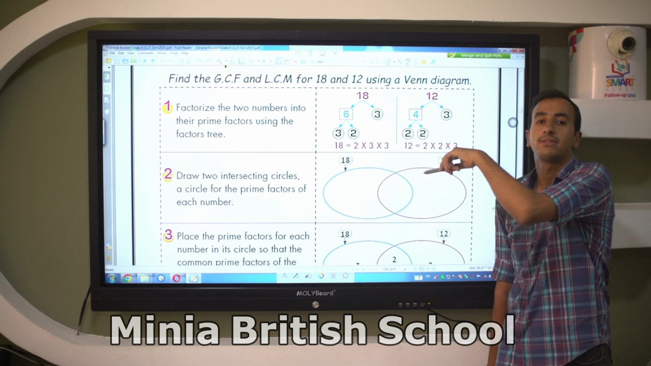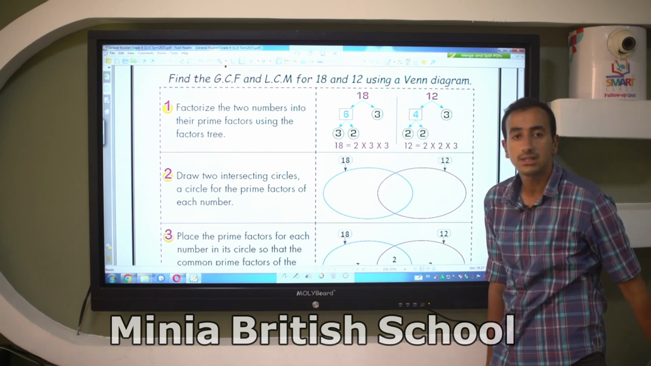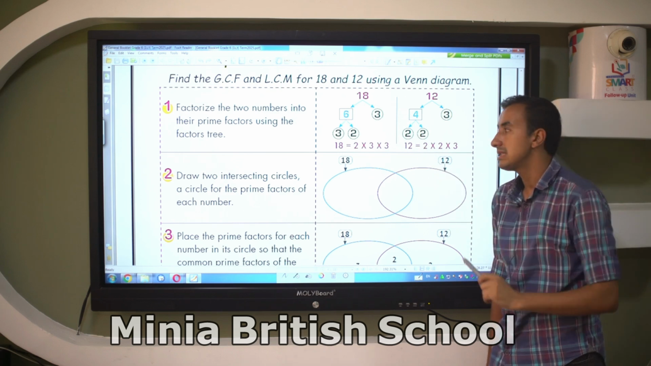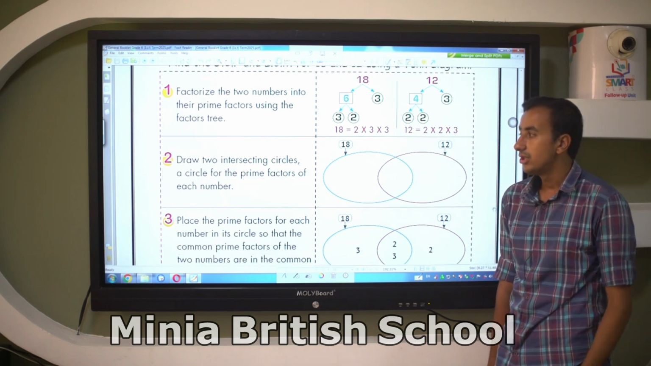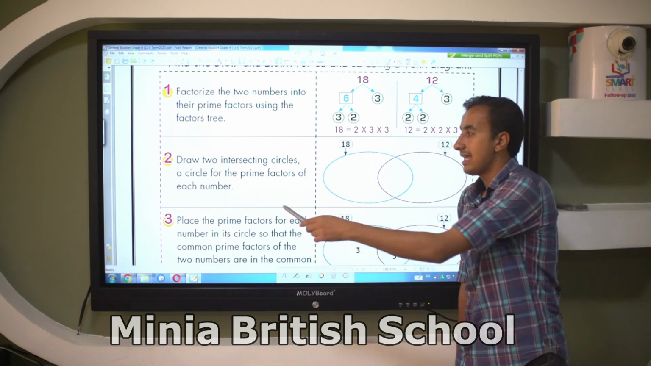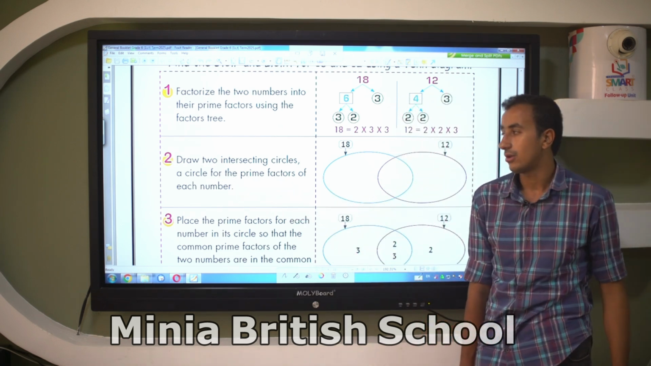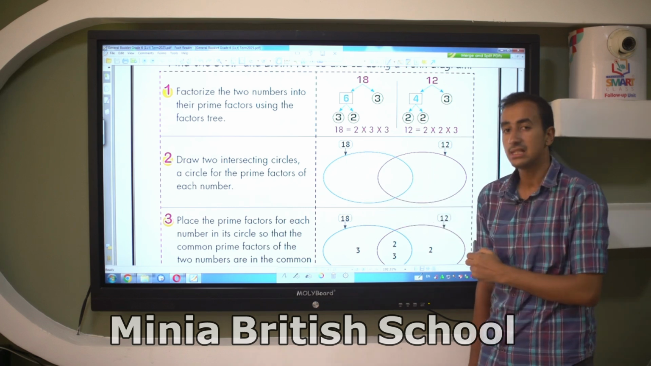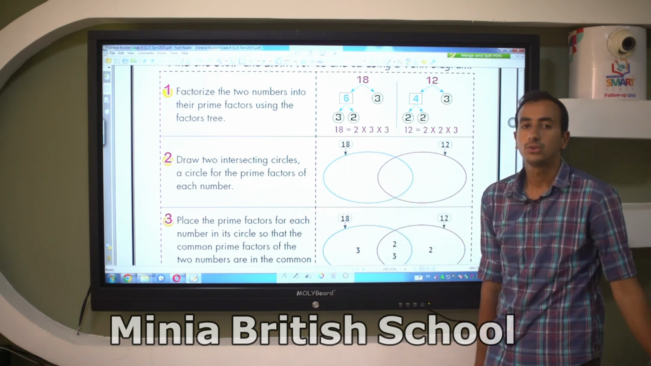3 is a prime number, but 4 is a composite number. We can decompose it as 2 times 2. So we have here 12 as 2 times 2 times 3. Now draw 2 circles, one for the prime factors of each number. So we can make 2 intersecting circles. We have circle 18 and circle 12.